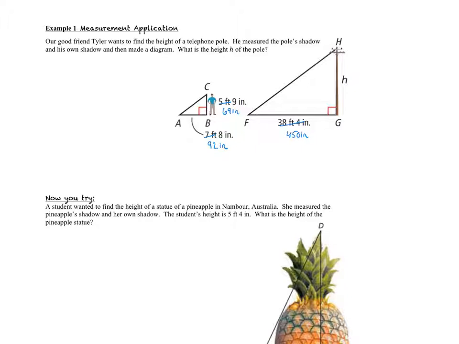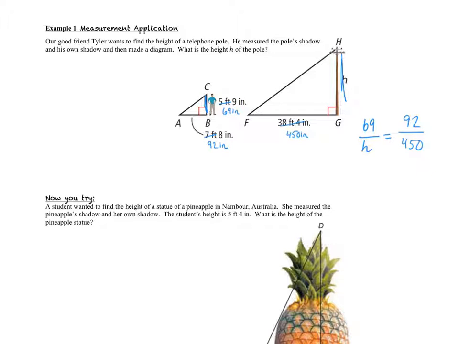Now that we have it all in inches, it's going to be a lot easier. So I could do the height of the man over the height of the pole. So 69 over h, since it's labeled h, is equal to, and then I'll go back to the left side, 92 over the right side shadow, 450. Let's cross multiply and solve.